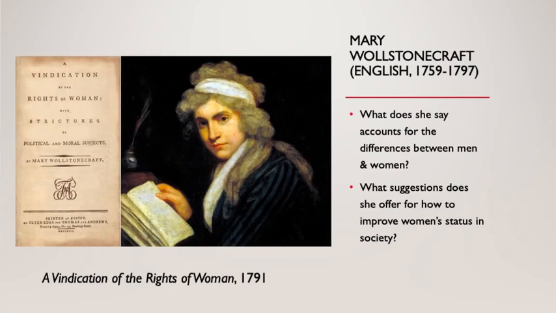Mary Wollstonecraft is another figure I want you to think about, and she's not in the club of Enlightenment thinkers, in part because she's a woman, right? So she's a little bit outside. But her ideas are very much part of this Enlightenment project. And she writes A Vindication of the Rights of Women in 1791. And I want you to notice in that text what she says that accounts for differences between men and women.